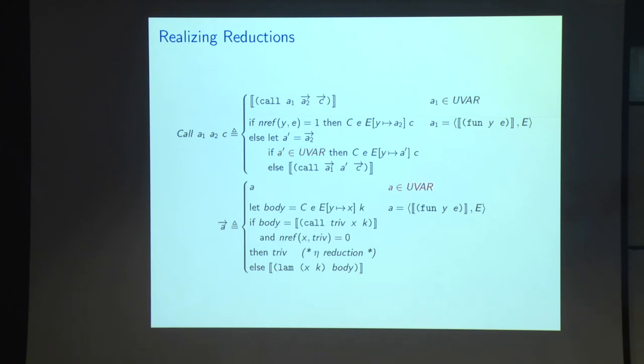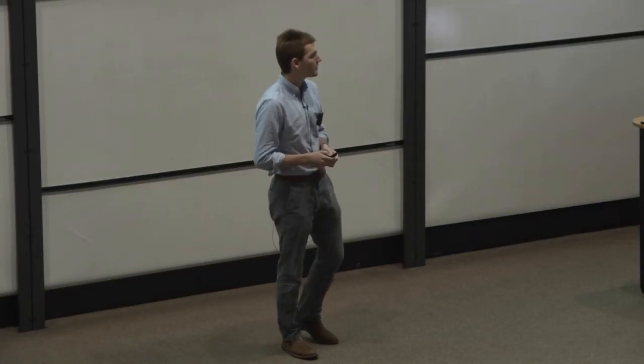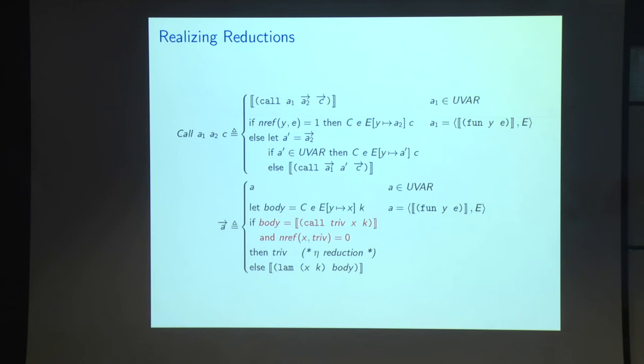Eta reduction, well, variables step to themselves. But when we have eta reduction, we have to convert the body. If the body has that form and the reference count of the parameter in the function is 0, meaning it doesn't appear, meaning we're not accidentally orphaning a variable and taking away its binding, then we can generate the trivial form, just dropping the outer closure. And otherwise, we're going to generate the lambda form for the body.